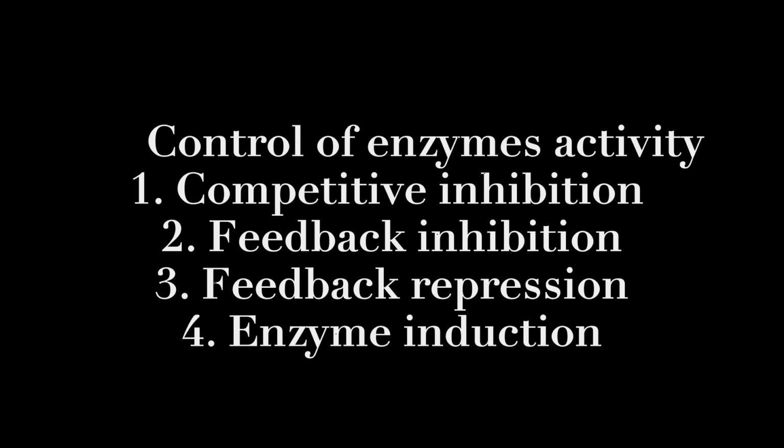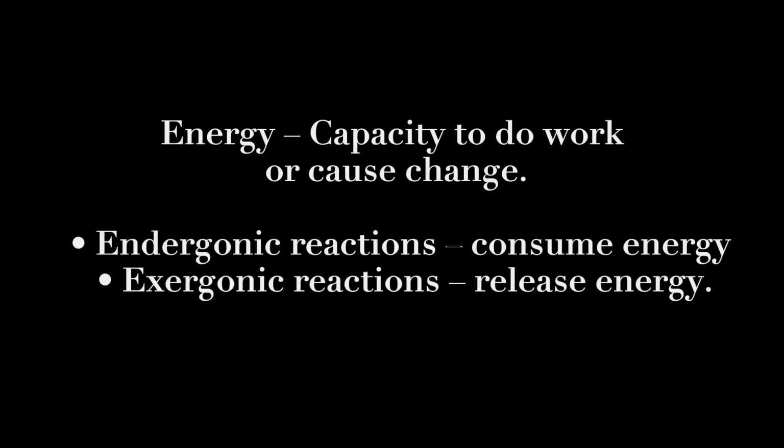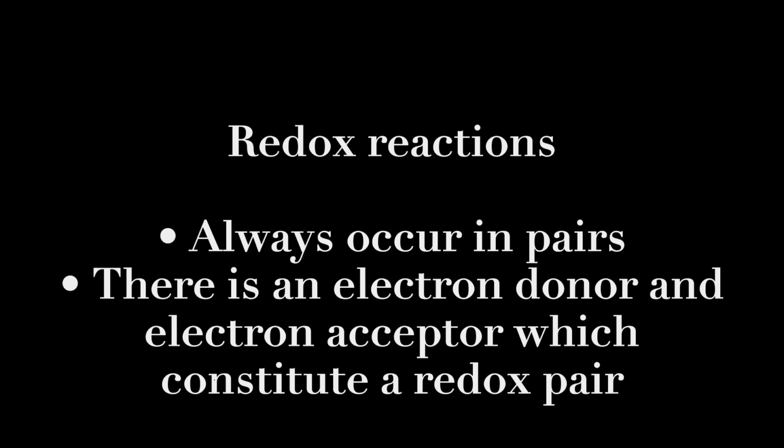Energy is the capacity to do work or cause change. Endergonic reactions consume energy, while exergonic reactions release energy. Redox reactions always occur in pairs. There is an electron donor and an electron acceptor, which constitute a redox pair. The process salvages electrons and energy. Released energy can be captured to phosphorylate ADP or another compound.